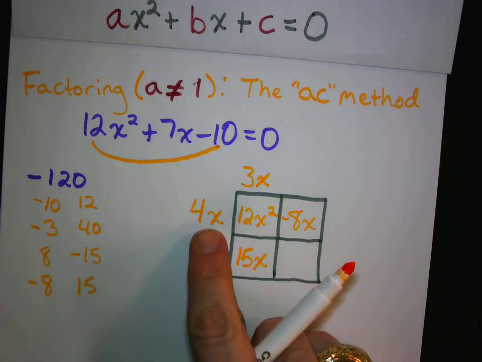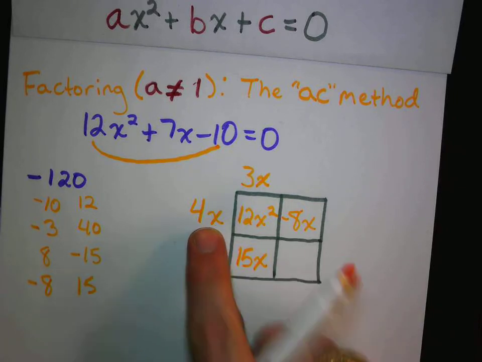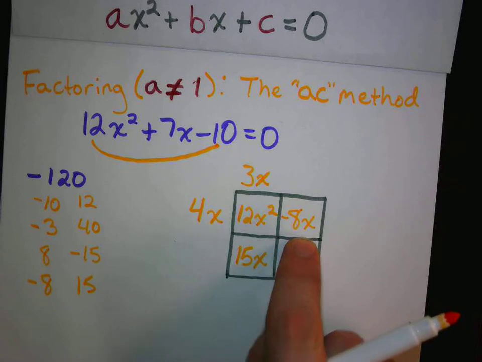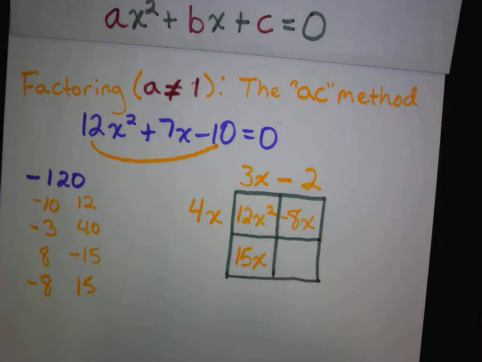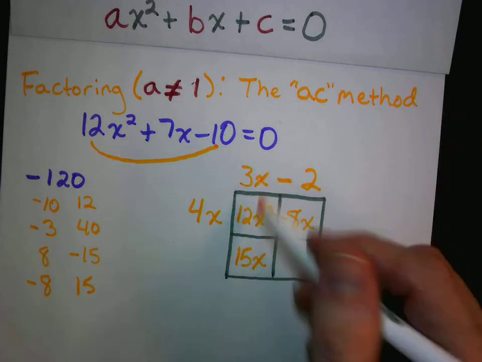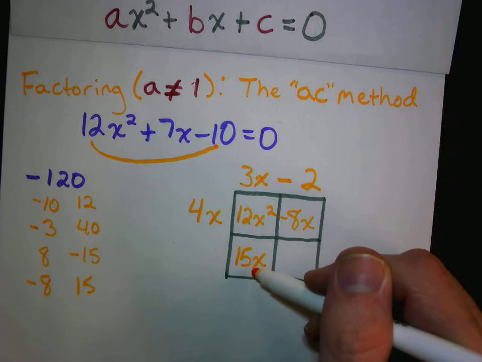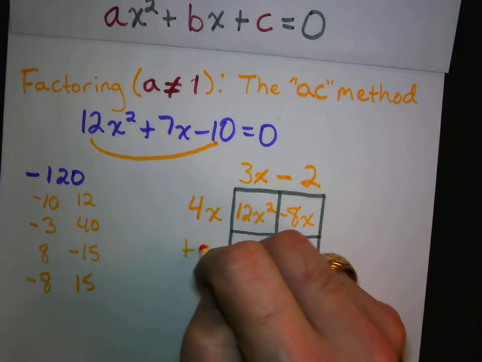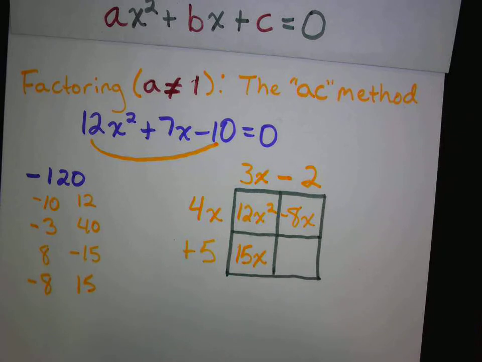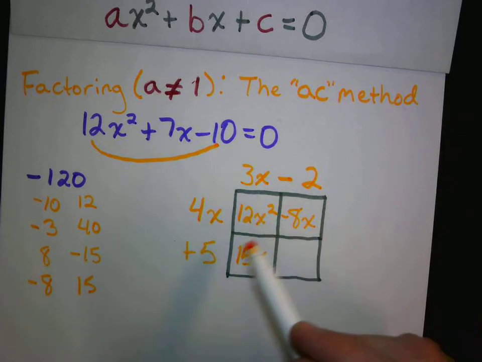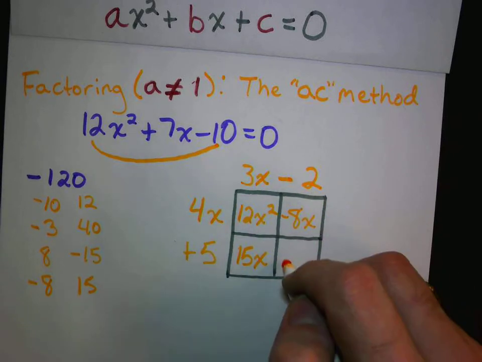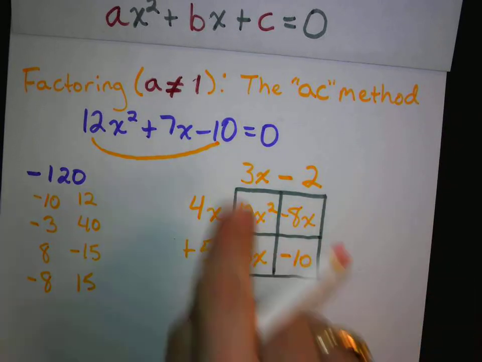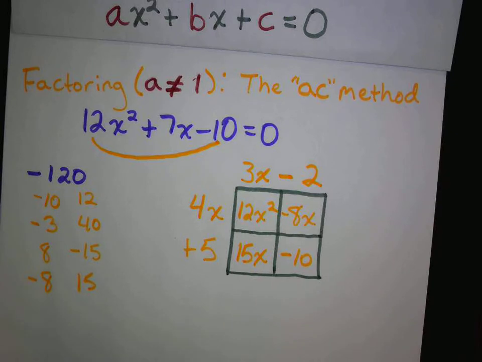Now all I have to do is say, well, how many times will 4x go into negative 8x? And I say, well, that goes in there negative 2 times. And then I have to ask myself, how many times will 3x go into 15x? And I say, that goes in there positive 5 times. And just to double check, I'm going to say, what is this number times this number? Well, 5 times negative 2 is negative 10, which is what I wanted to find for my c value.